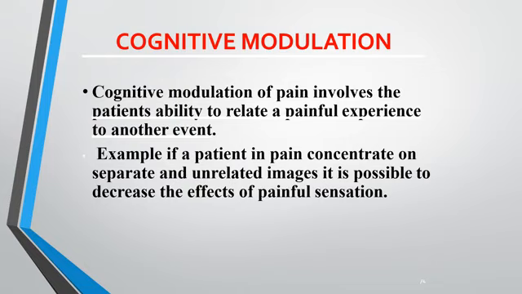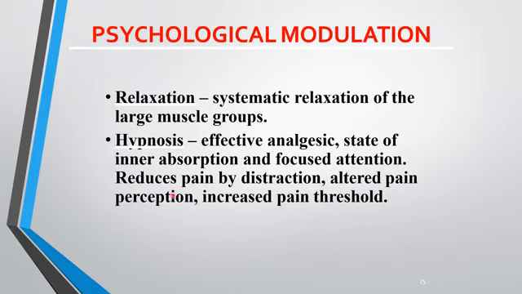Now we will see one or two other pain modulation systems. One is cognitive modulation of pain, which involves the patient's ability to relate a painful experience to another, pleasurable event like music or anything in which the subject is interested. For example, if a patient in pain concentrates on separate and unrelated images which give him pleasure, like pictures of past happy moments, it is possible to decrease the effects of pain sensation. So this is psychological modulation, something we already experience.